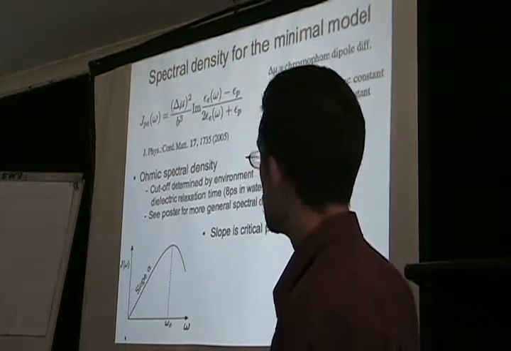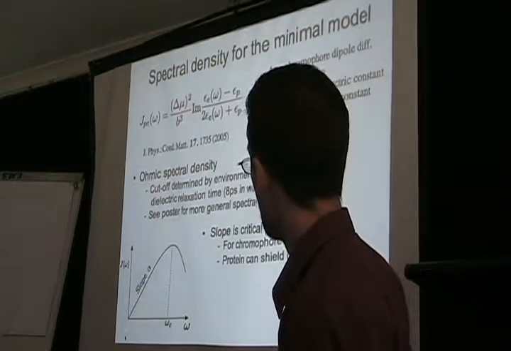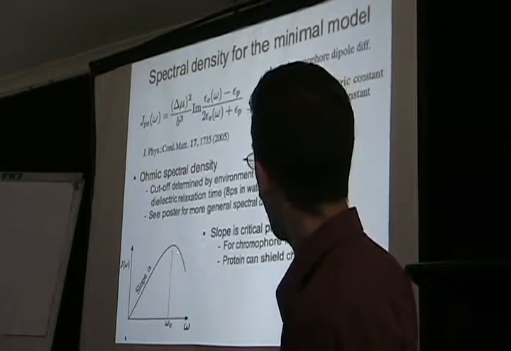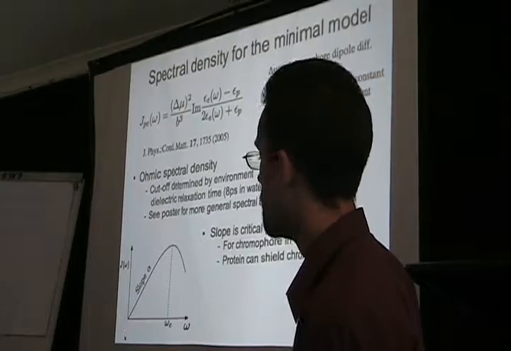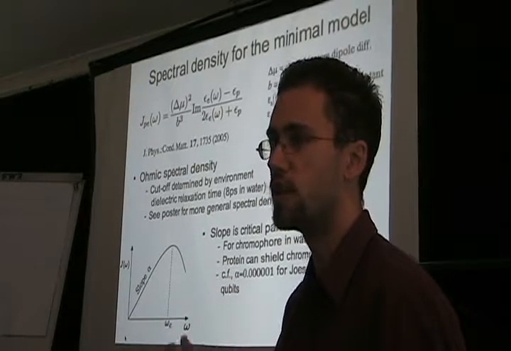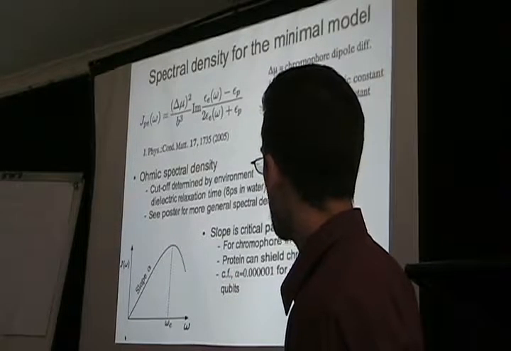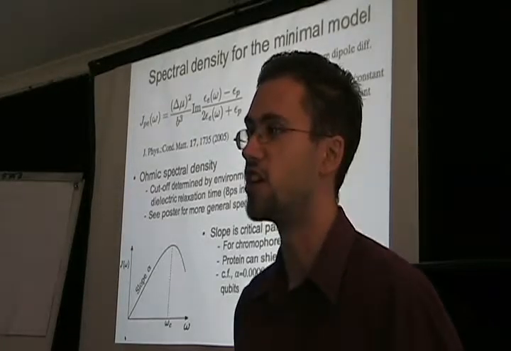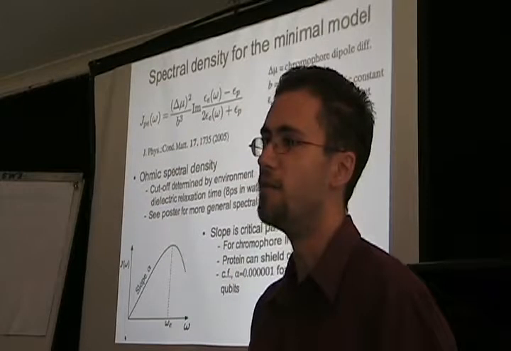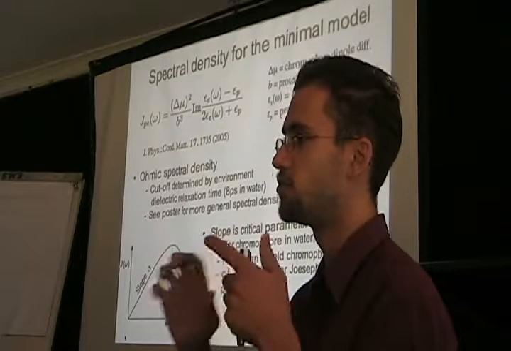The key thing is that in terms of the decoherence and the quantum behavior, the slope of this spectral density is a really important parameter. So for the chromophore in water, this slope is of order 1. The protein can shield the chromophore a little bit because the protein has much slower relaxation. But when you compare this to the coupling to the environment for things like Josephson junction qubits, where you're talking about 0.0001, the coupling to the environment in these biological systems is very strong in terms of this two-level system coupling to its environment.